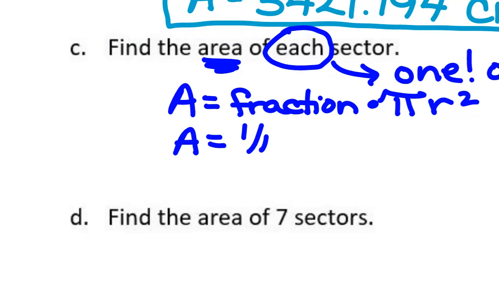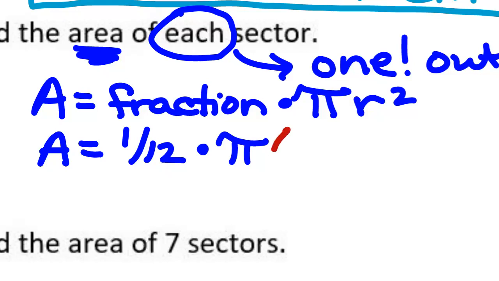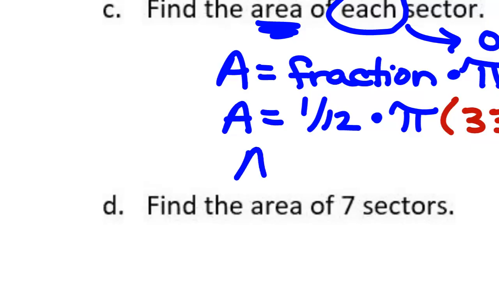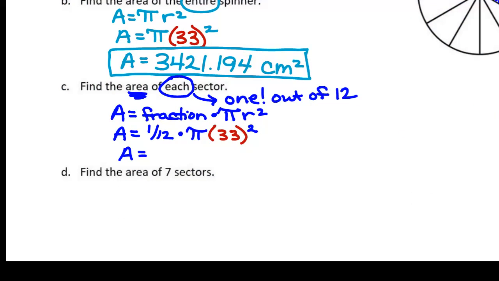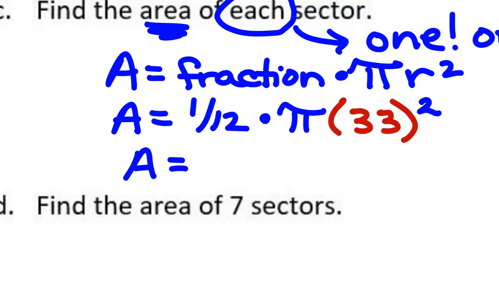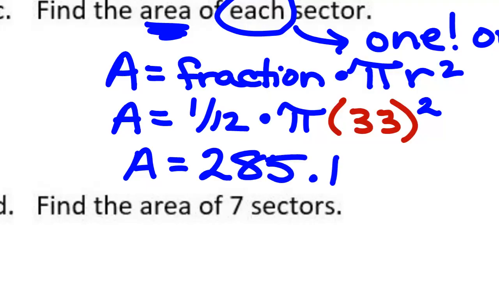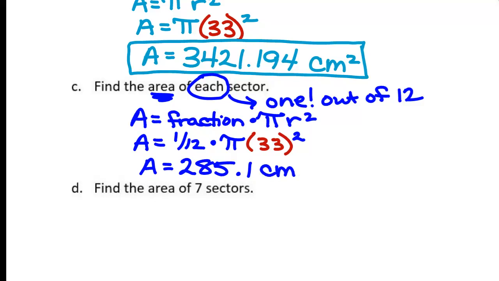So for this one, my fraction is 1 over 12 times pi times the radius of 33 squared. What is 1/12 times pi times 33 squared? 285.1, or 0.099, depending on how you round that there. Centimeters squared.